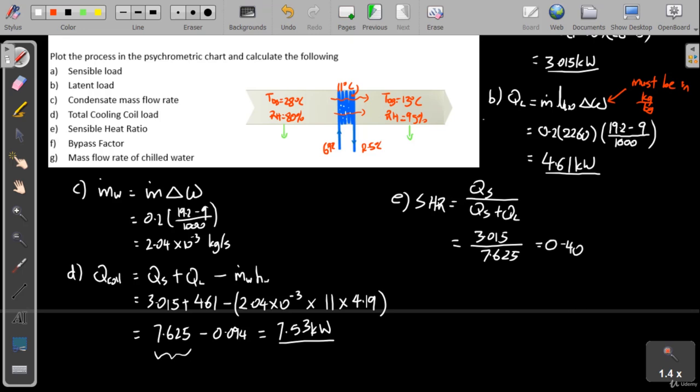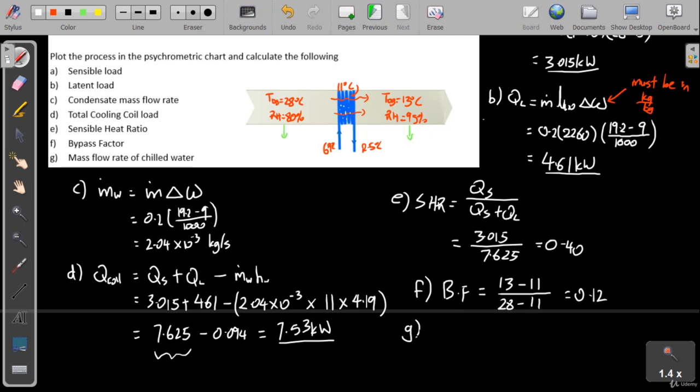Part F, they ask for the bypass factor. Bypass factor, let's call it BF, is equal to the outlet temperature, which is 13 degrees Celsius, minus the apparatus dew point temperature, which is 11 degrees Celsius, divided by the inlet temperature, which is 28, minus the apparatus dew point temperature, which is 11 again. So if you compute this out, the bypass factor is 0.12.